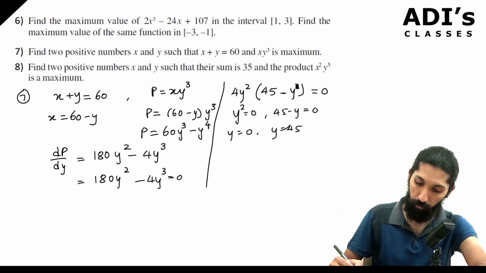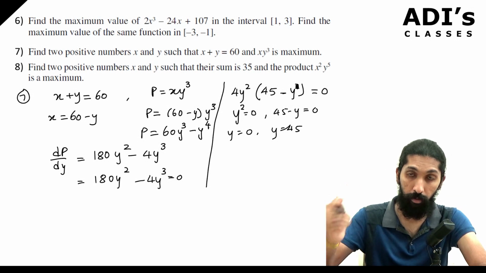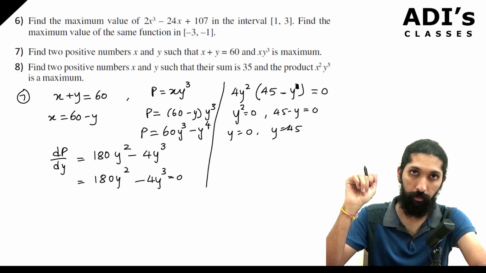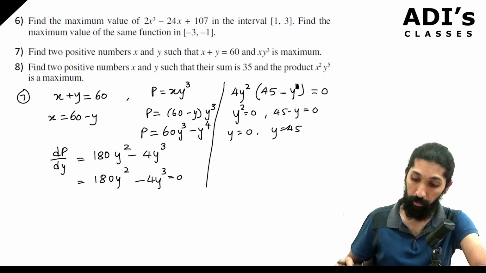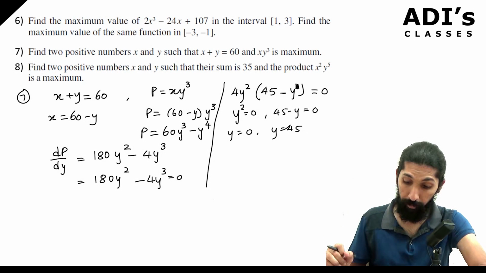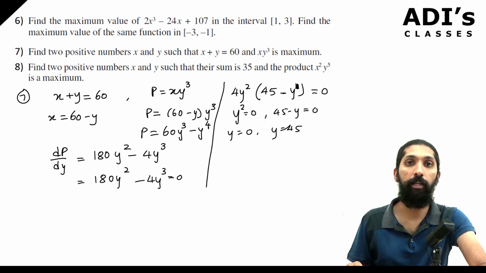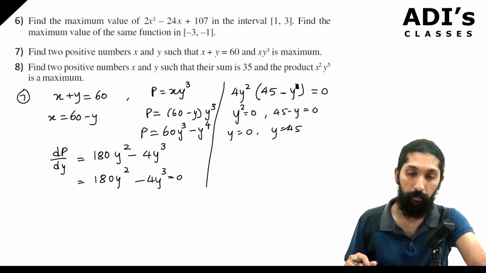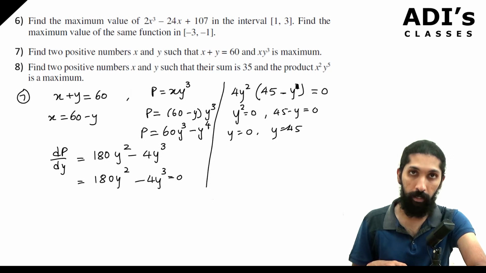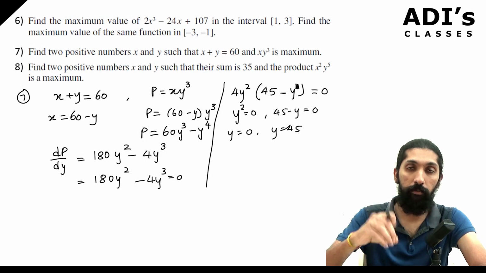Now, it's very clear that y can't be 0. Anyway, we are going to prove it later on, but it's quite obvious y can't be 0. Okay, now let's look into the next part, the second derivative test, because we need to get the maximum, right? For a maximum, the second derivative should be negative, correct? So let's take this dp by dy and differentiate it again.